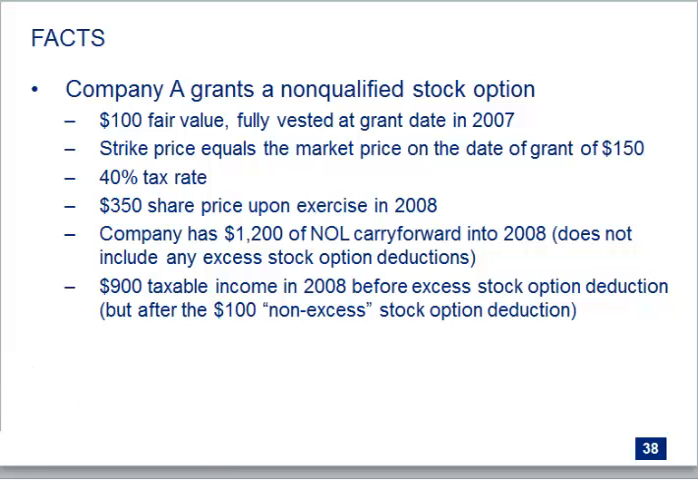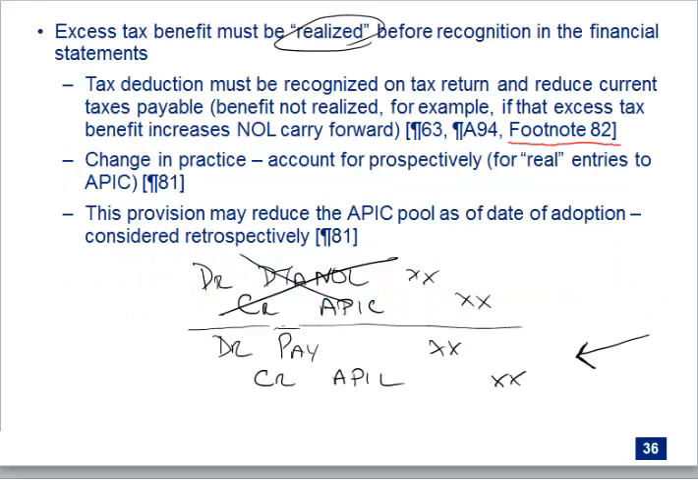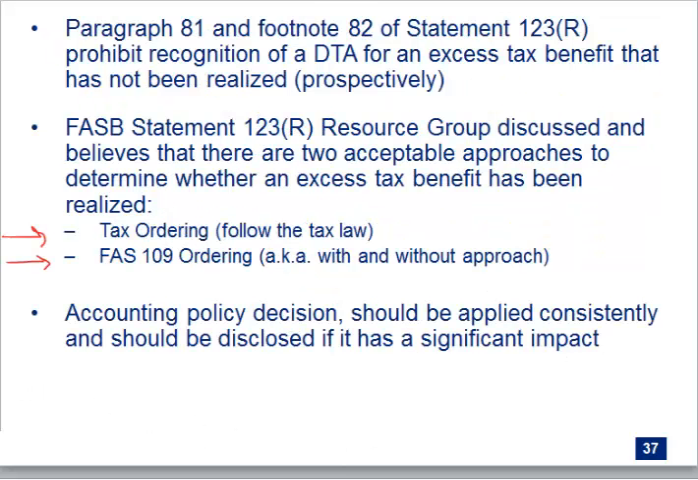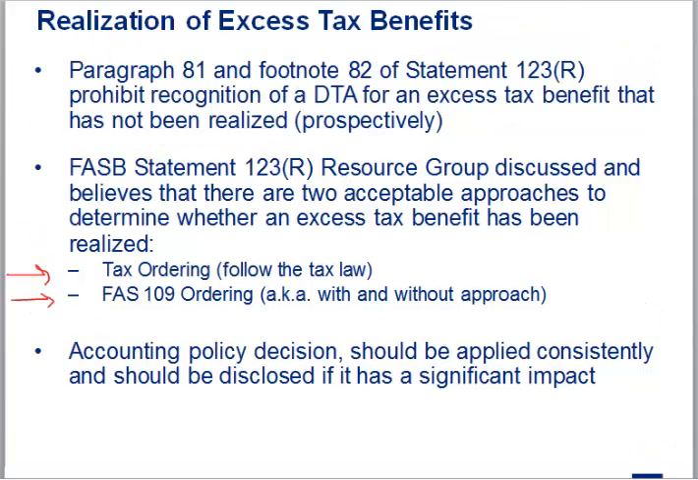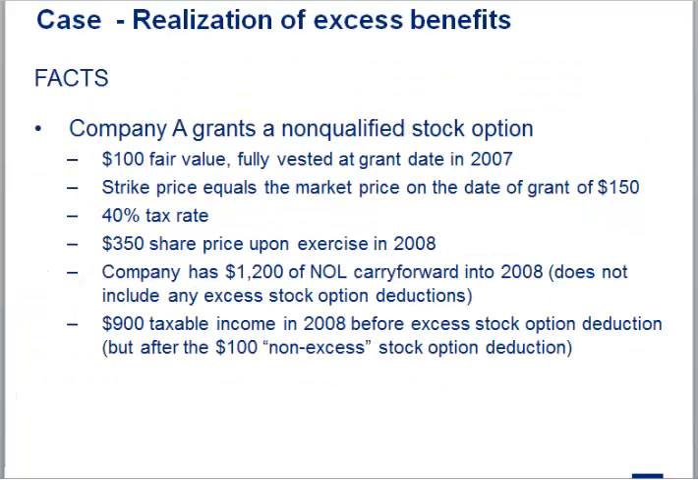Okay, so we're going to go through this realization concept where we said excess tax benefits have got to be realized before we book them. And I was just talking about the fact that there's two ordering rules that we can choose from. Okay, so here's the example.